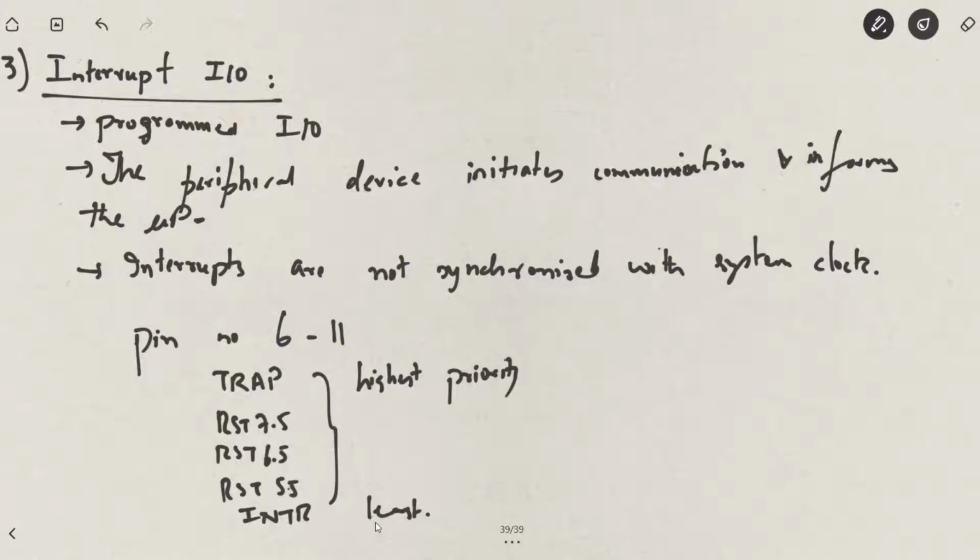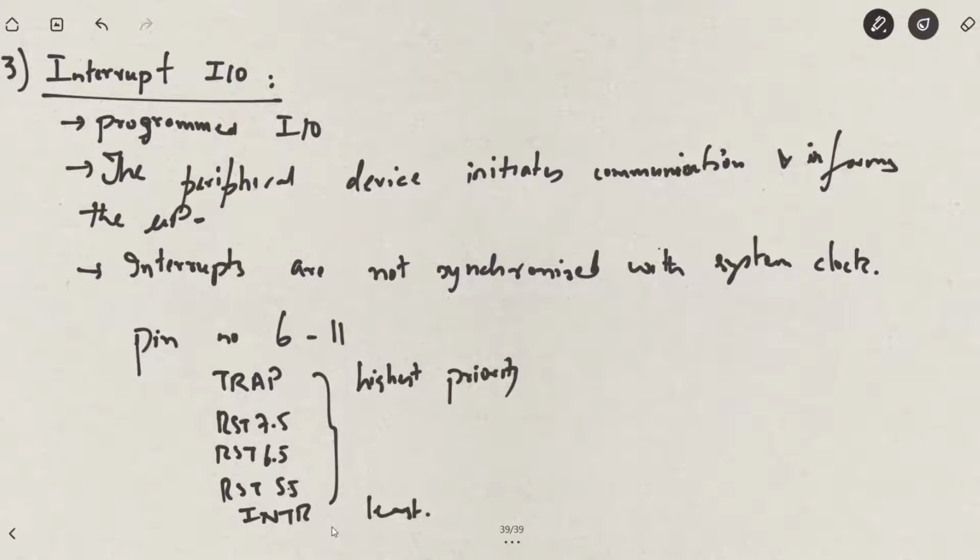That means if, for example, through pin number 6, that's TRAP, a signal is sent to the microprocessor, since it has the highest priority, it will be acknowledged straight away. But if the external device communicates to the microprocessor through INTR, that's pin number 10, since it has the least priority, the microprocessor will see whether the current program needs to be halted, or lets it run. Accordingly, the interrupt will be acknowledged by the microprocessor.